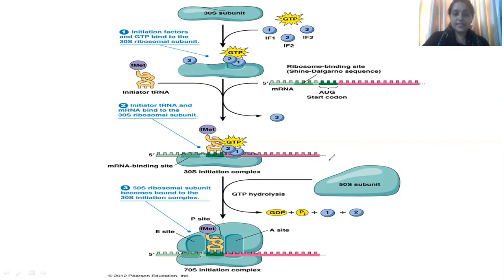When the 50S has not yet entered this complex, the 30S with mRNA, the initiator tRNA and GTP is known as the 30S initiation complex. And when this 50S subunit comes together, meaning the 50S subunit, 30S subunit, mRNA, and fMet tRNA, this particular complex is known as the 70S initiation complex.